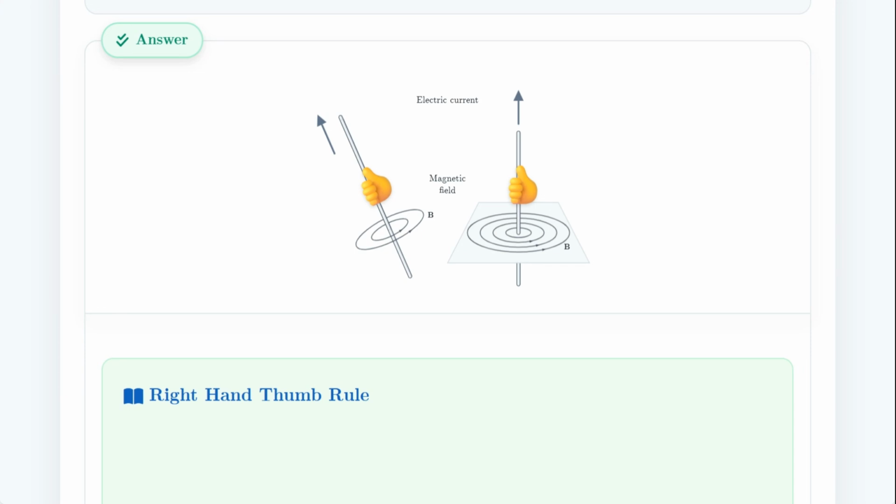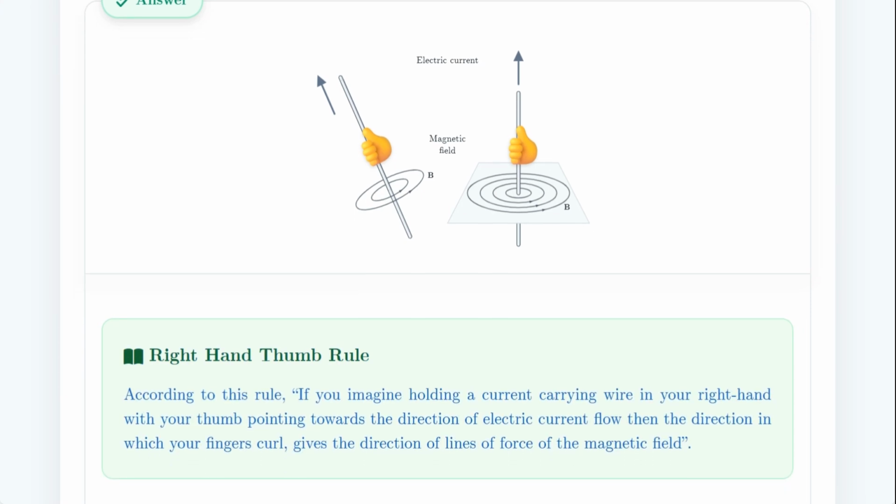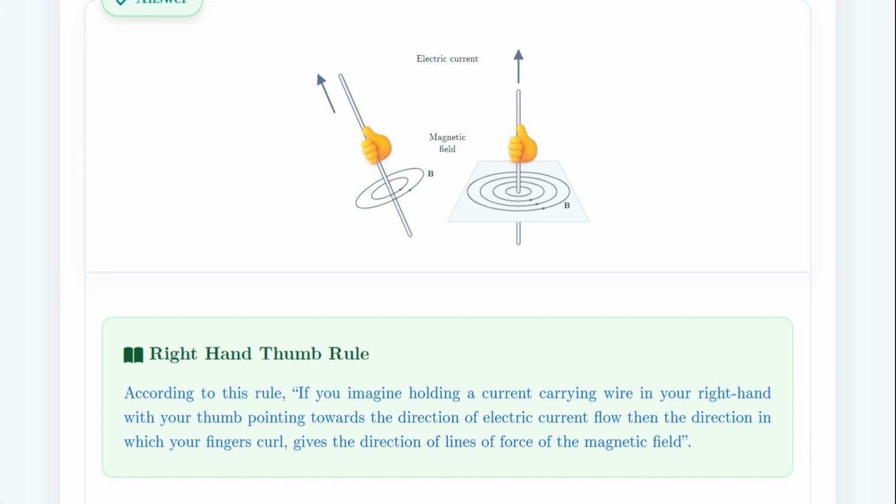Now, let's formally state the right-hand thumb rule. According to this rule, if you imagine holding a current-carrying wire in your right hand with your thumb pointing towards the direction of the electric current, then the direction in which your fingers curl gives the direction of the magnetic field lines.